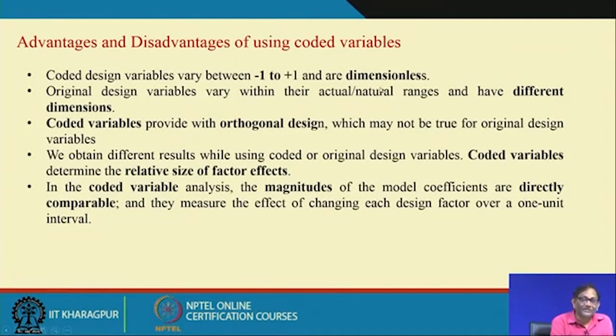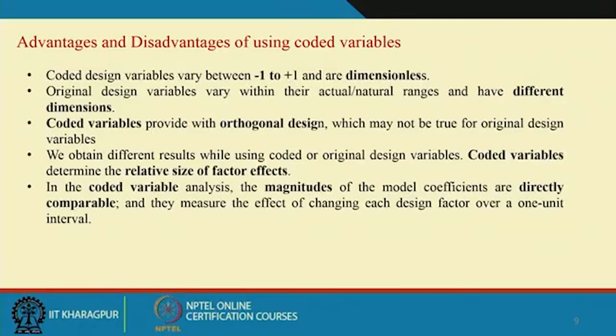Second, as they are dimensionless, comparison is easy. The second point is that original variables have different dimensions. I want to compare one unit change in reactant concentration with one unit change in the other one, the amount of catalyst. As the units are different, the meaning is different. Okay. Now, coded variables provide an orthogonal design. This is very, very important. This provides you an orthogonal design, but which may not be true for original design variables.